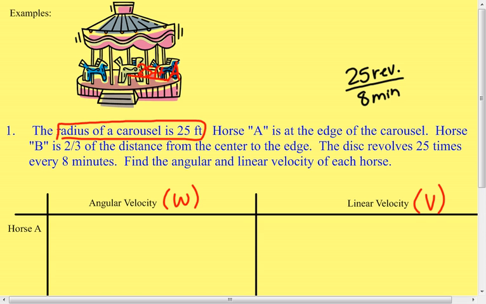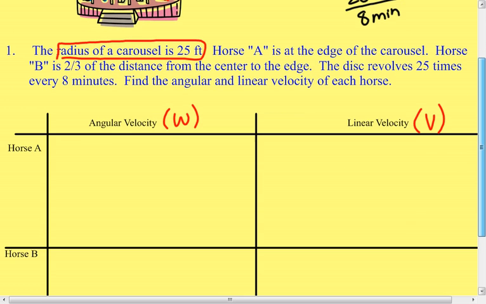Revolutions and time. Revolutions is not a distance. Distance would be like centimeters per time or feet or miles or whatever. But revolutions is not a distance, okay? Revolutions is referring to an angle. And when it's referring to an angle, then that's your angular speed, okay? So let's talk about horse A first. So horse A's angular speed is 25 revolutions every 8 minutes. Okay, that's the angular speed.